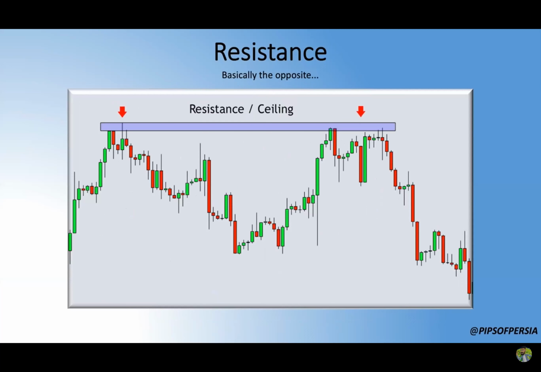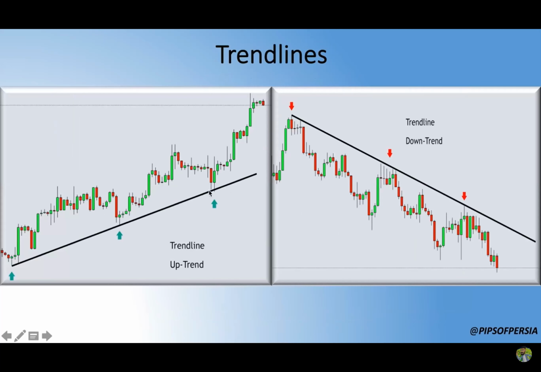Whenever it touches a resistance, definitely sell it. Whenever it touches a trend line, if it's a third touch, for example, look to buy it in an uptrend line. And if it's a third touch in a downtrend line, then look to sell it. Whereas when you look at Wyckoff concepts or other institutional concepts, this is not necessarily the case.